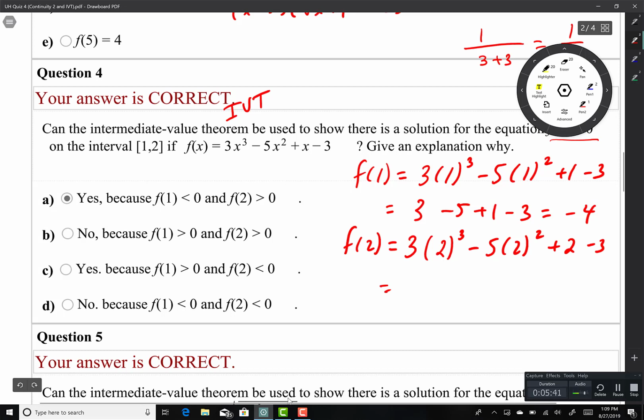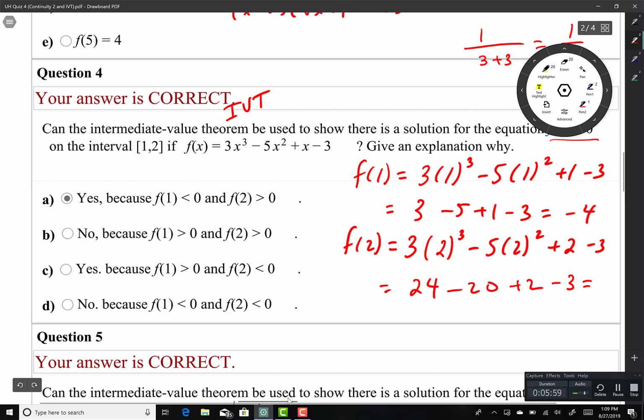2 cubed is 8. 8 times 3 is 24. And then 2 squared is 4. 4 times 5 is 20. So 24 minus 20 is 4. And then I'm going to add 2, so that's 6. And then I'm going to subtract 3, so that's 3. Did I do that right?